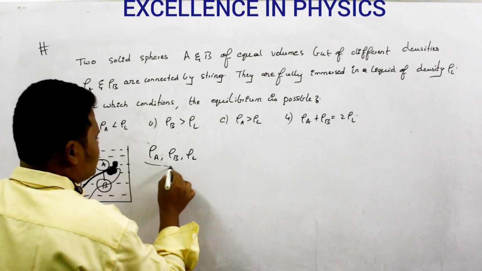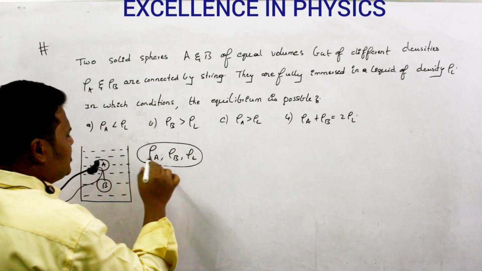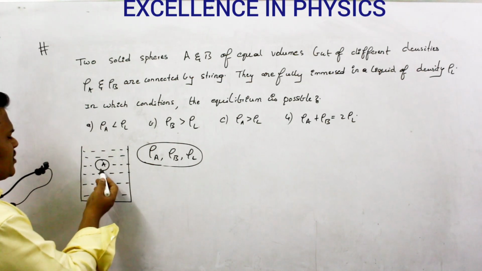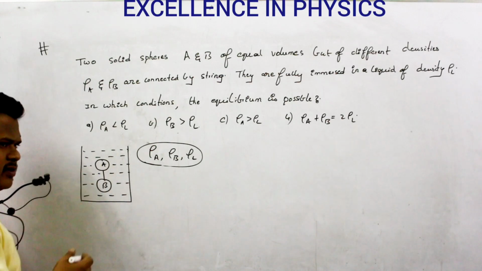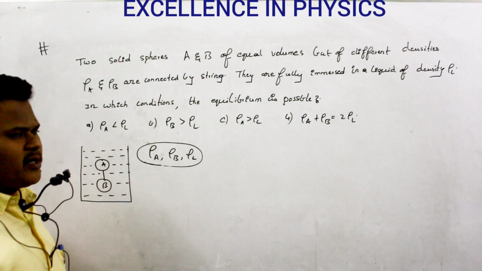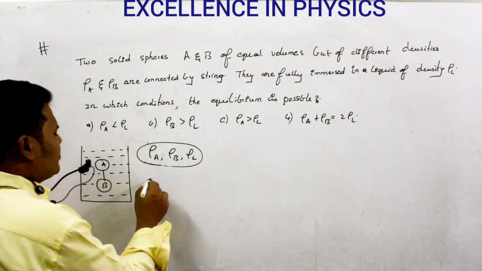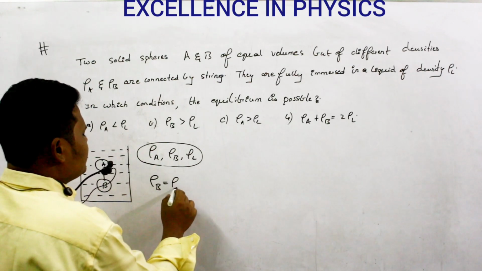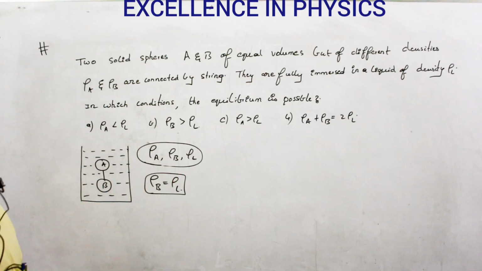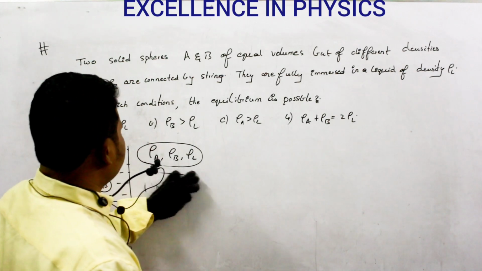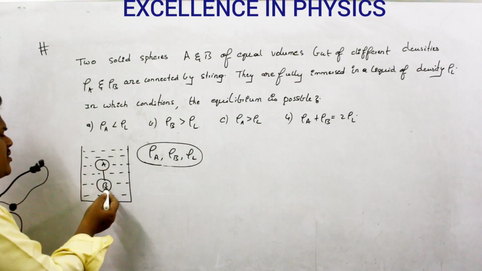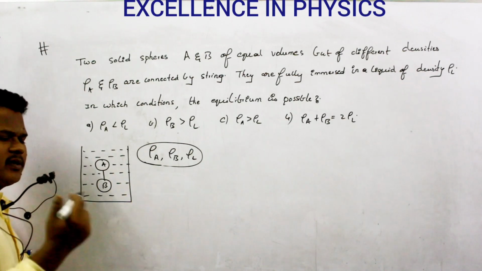If the densities of all these three materials are equal, then there is no problem. This body and this thread will float happily wherever we place them inside the liquid. This is the condition of floating we have already studied. If the density of the body equals the density of the liquid, then wherever you place the body it will float there itself. But the given condition is that these densities are not equal: the density of body A, body B and the liquid are not equal.